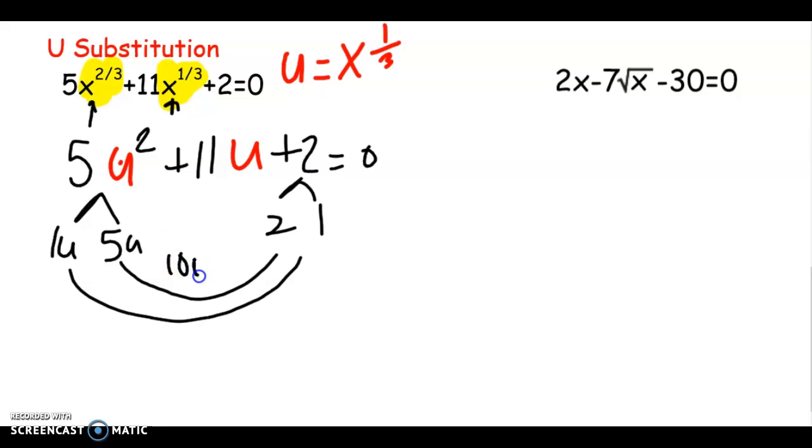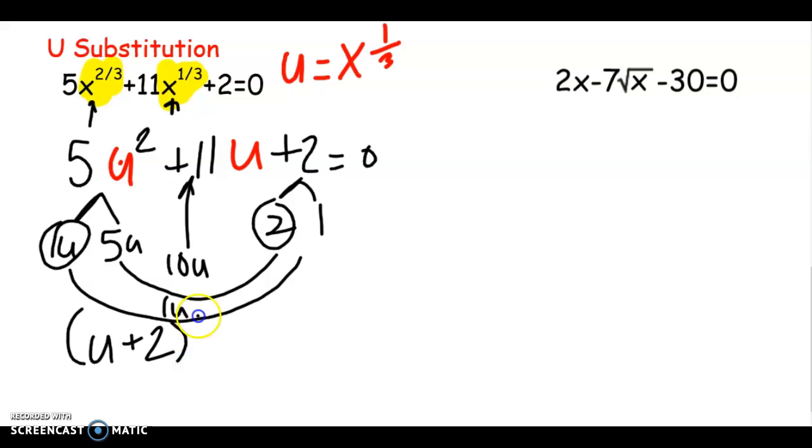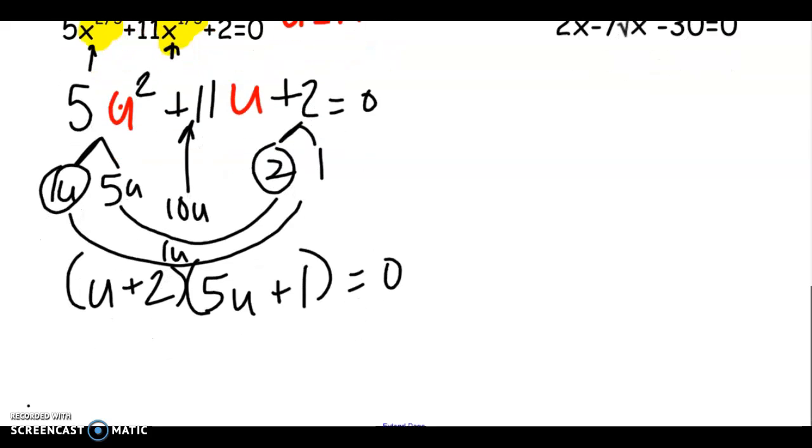So this gives me 10u and 1u. I add those up to get 11u. Yes, got it. Okay. So u plus 2 and 5u plus 1. I know everything has to be plus because of my signs. Okay, so now I keep going. So I know that this u has to equal -2, and this u has to equal -1/5.